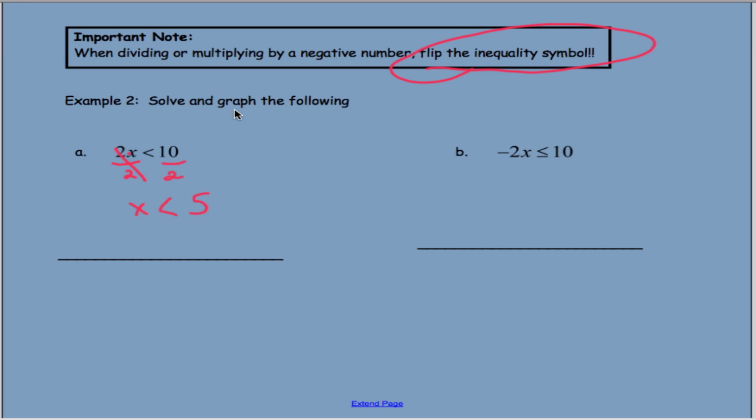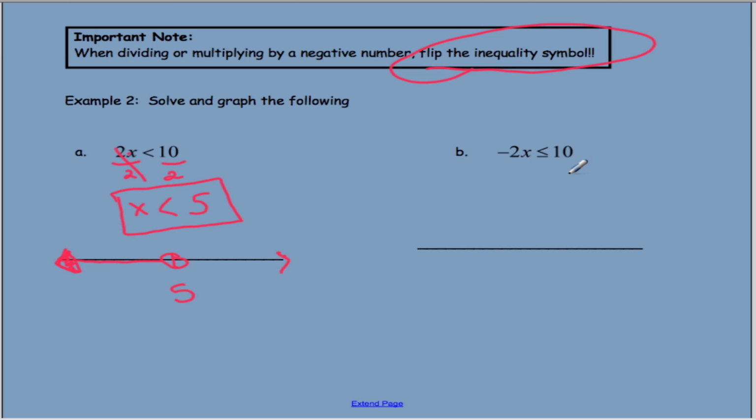Because it asks us to solve and graph the following, we're going to use this line that's here, and we want to graph our solution, x is less than 5, by creating a number line showing where 5 is. And now, because it's not equal to, it's not x is less than or equal to 5, we can't include this value. But we do want all of the things that are smaller or less than 5 all the way up to, but not including 5.